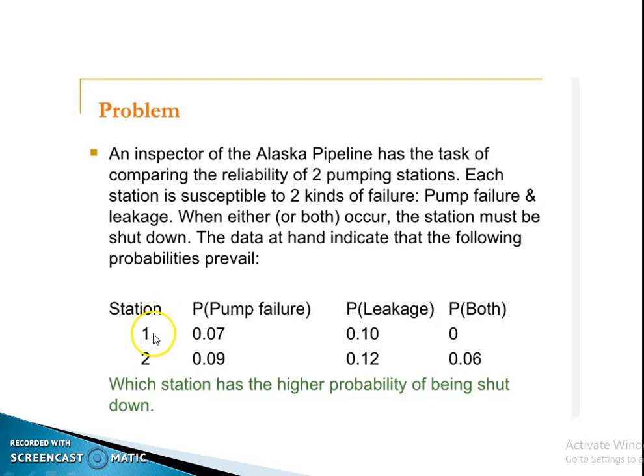At station 1, probability of pump failure is 0.07 and probability of leakage is 0.10. Probability of both is 0. At station 2, probability of pump failure is 0.09 and probability of leakage is 0.12 and probability of both pump failure and leakage is 0.06. Which station has the higher probability of being shut down?